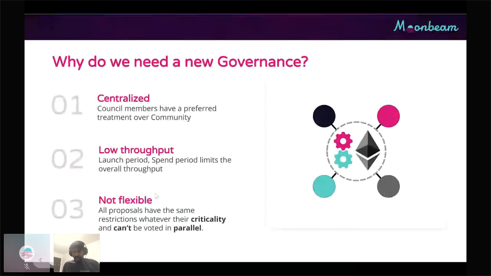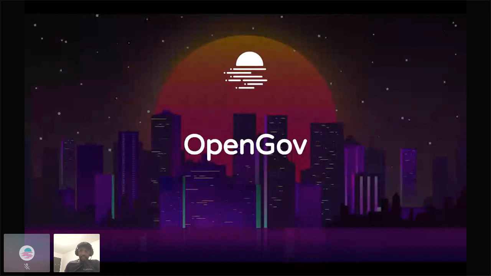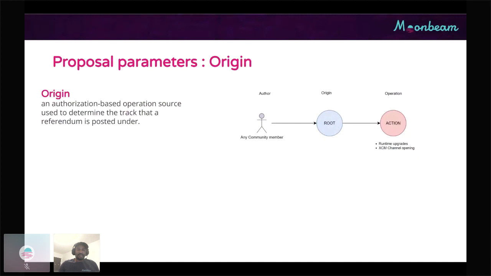So now comes OpenGov. OpenGov has been released very recently. It's already live in Kusama, so it's already used. And we are looking at it with a lot of interest. And this is the reason why we posted this on Discourse, on the community forum, for you to have a look at it. So with OpenGov, there are different parameters that are coming.